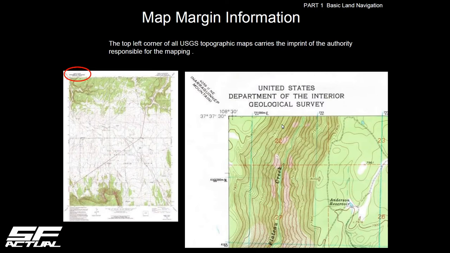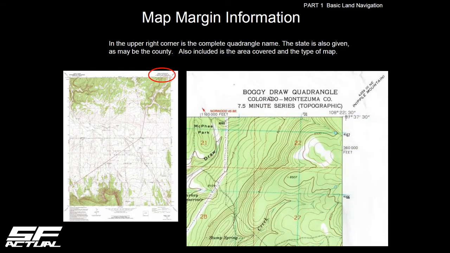of the marginal information. So the top left corner of all USGS topographical maps carries the imprint of the authority responsible for the map. In this case, it's the United States Department of the Interior Geological Survey. That's in the top left. Top upper right, you're going to have the quadrangle name. The state is normally also given, and it may include the county. It also includes areas covered by the type of map. So in this case, you're looking at Colorado, Boggy Draw, and there's a little bit of information here on a 7.5-minute series topographical map.